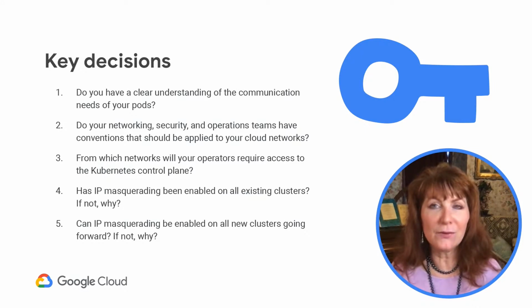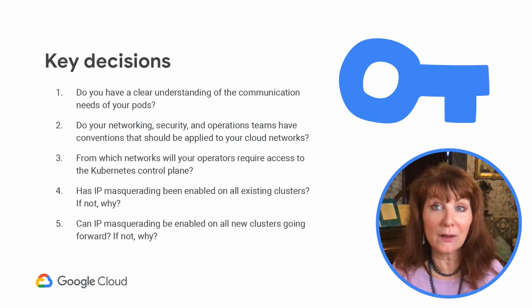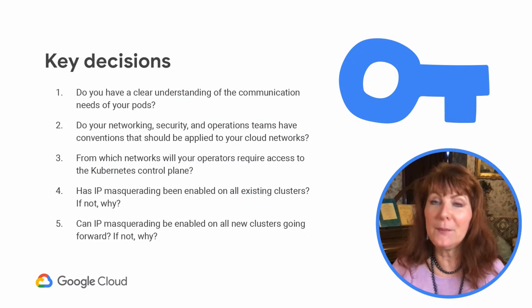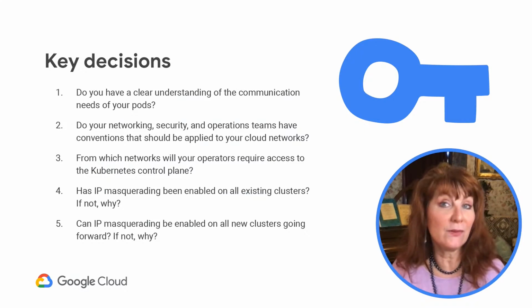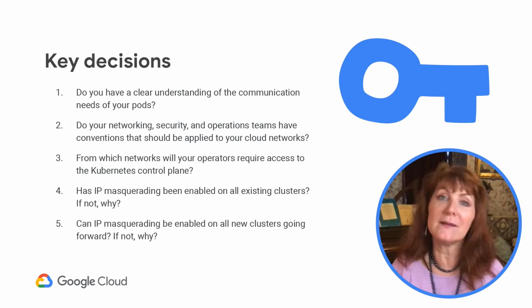The next item is, has IP masquerading been enabled for all existing clusters? If not, you might ask yourself, well, why not? And can IP masquerading be enabled on all new clusters going forward? Is there a specific reason why they shouldn't? IP masquerading is highly configurable and generally doesn't have a downside. Existing processes should enable masquerading by default via enabling things like network policies.